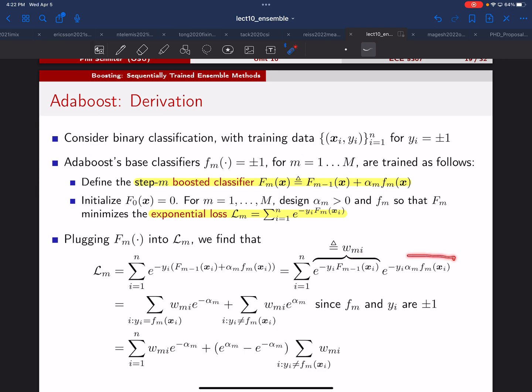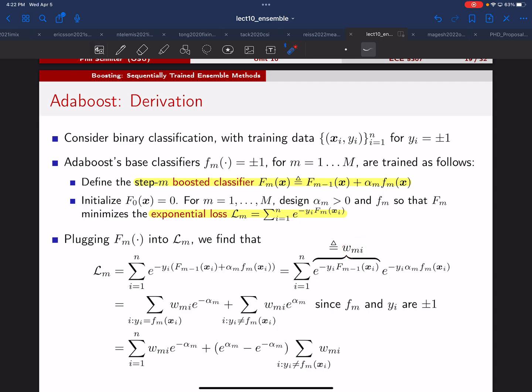And then this is the thing that we now need to really focus on, because we are trying to design the alpha and the f here. Okay, so we'll just call this W_MI from now on. And yeah, it's a weight because when you look at this equation, you can see this has the same form, but there's a weighting W_MI applied in front of the exponential.